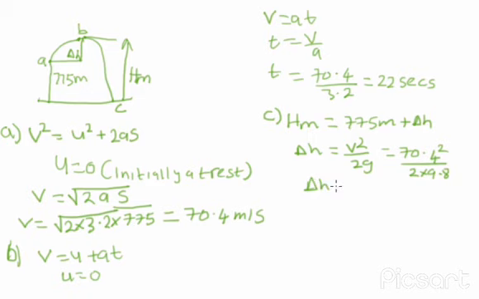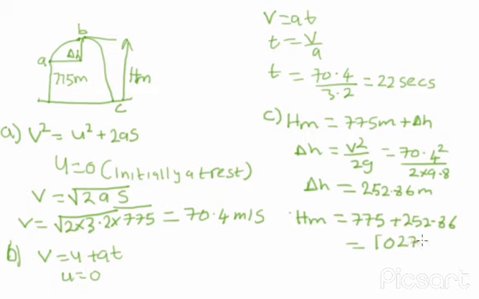So delta h will be equal to, if you use your calculator, 252.86 meters. Since we got our delta h, now we solve for our hm. This is the maximum height the rocket reached: 775 plus 252.86, which equals 1027.86 meters. That is the maximum height the rocket reached. I hope this is clear. Let's move to the next question.